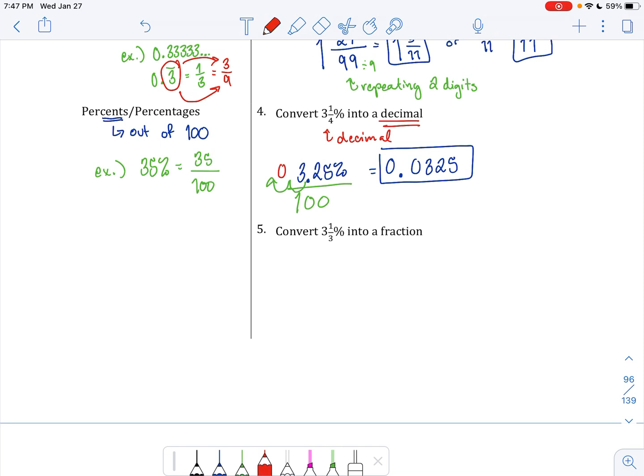Now here in number 5 for our last one, it says convert into a fraction. So let's start by making this into a fraction. Notice it's a mixed number, and as I've said several times now, they are different. And so this becomes 3 times 3 plus 1 as a fraction, which is 10/3%. Now, since I'm dividing by 100, dividing or over 100 just means put 100 in the denominator. So this is then 10 out of 300.